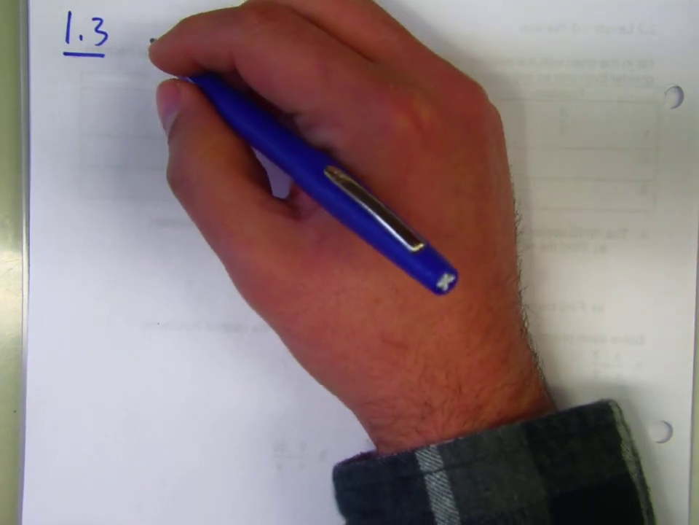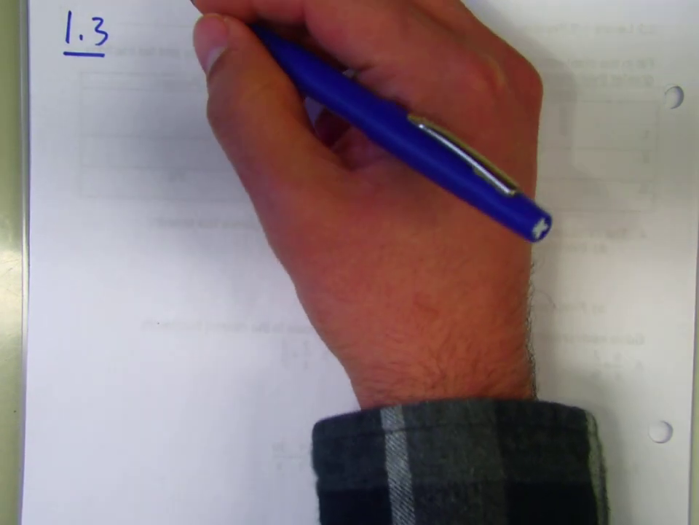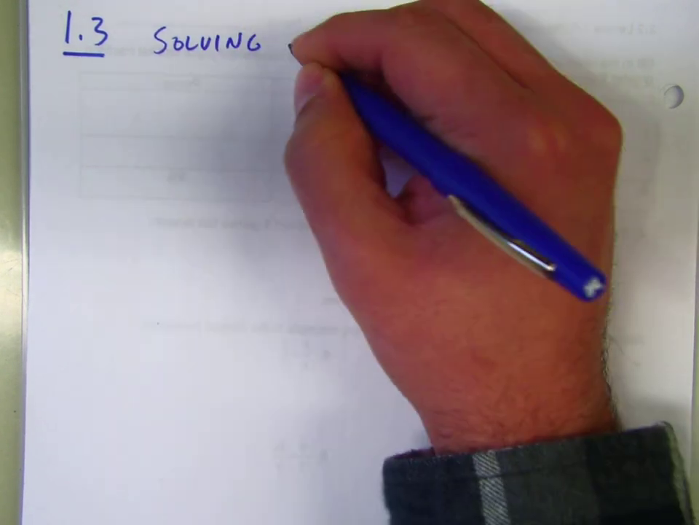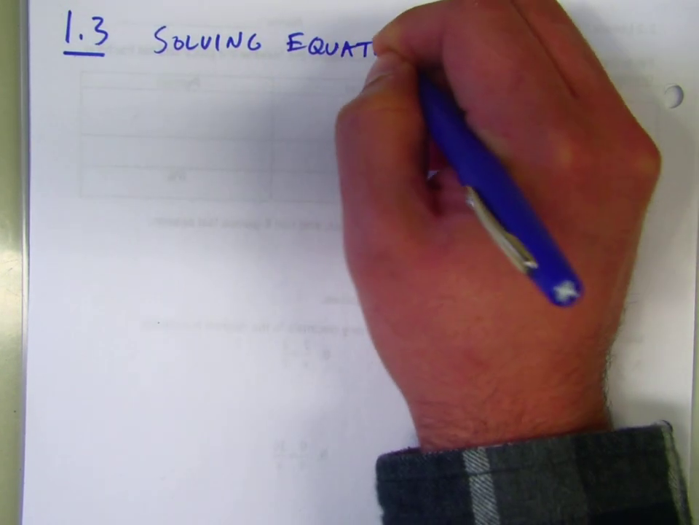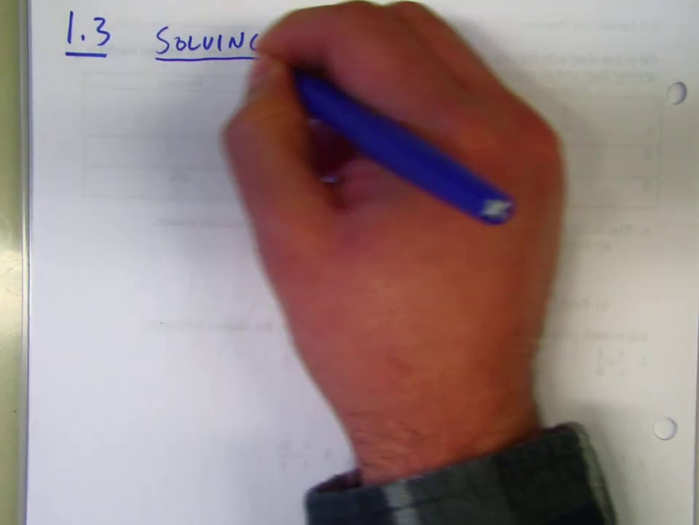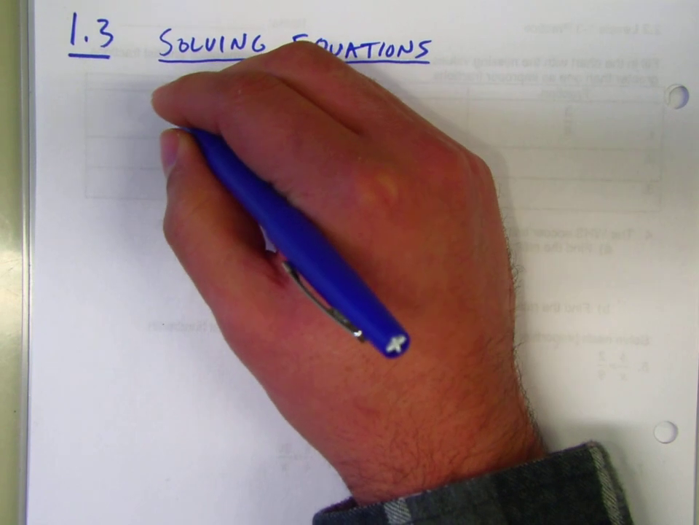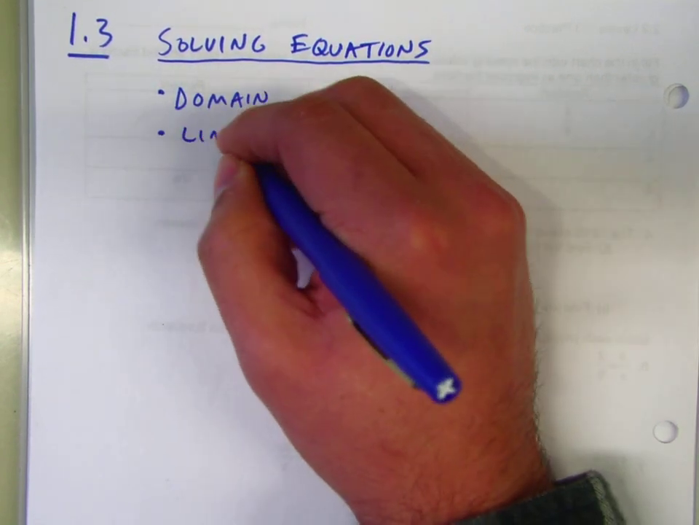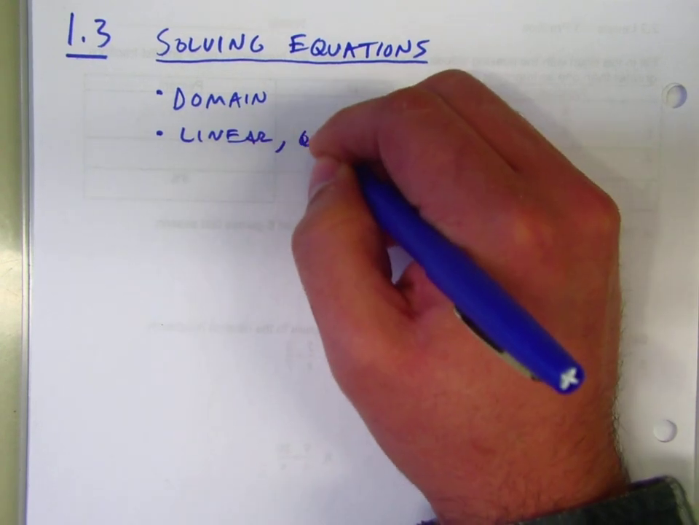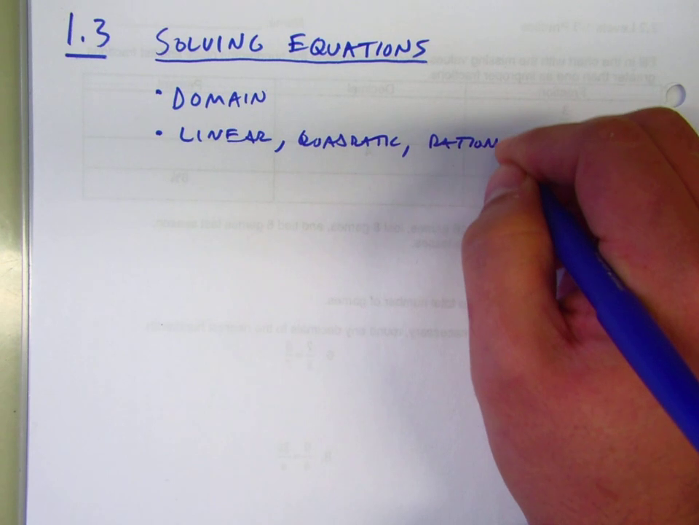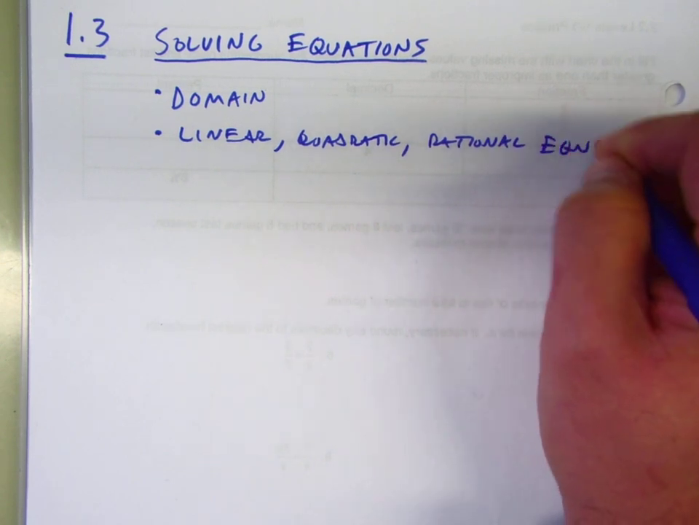So 1.3 is really just a review of solving all kinds of equations. So, solving equations. And we're going to talk about a couple of things in this section. First, we're going to cover domain real quick. And then we'll review linear, quadratic, and rational equations. So that's kind of the outline for today.